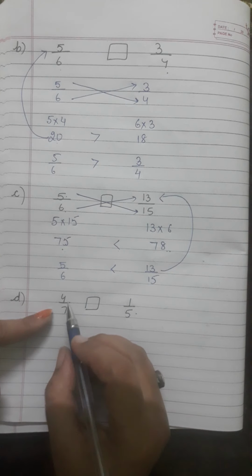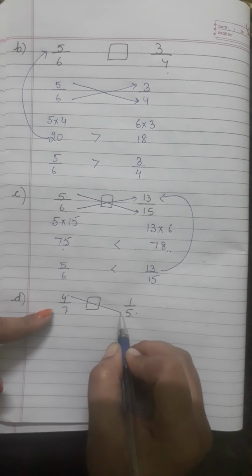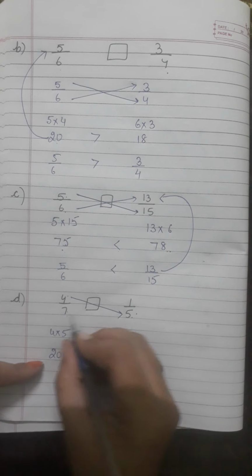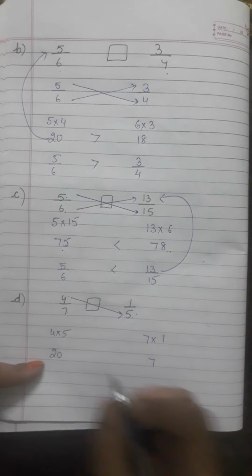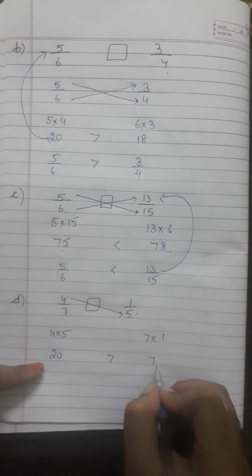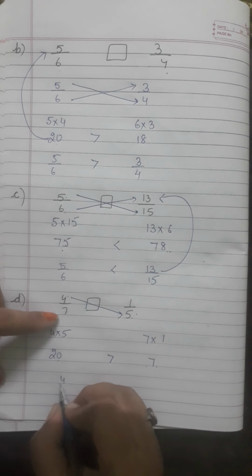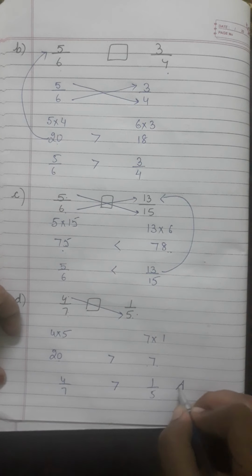Now the D part, it is 4 by 7 and 1 by 5. So 4 we will multiply by 5. 4 multiplied by 5 is 20, and 7 multiplied by 1, 7 ones are 7. Which number is greater, 20 or 7? 20 is greater than 7, and it came from which fraction? 4 by 7. So 4 by 7 is greater than 1 by 5.